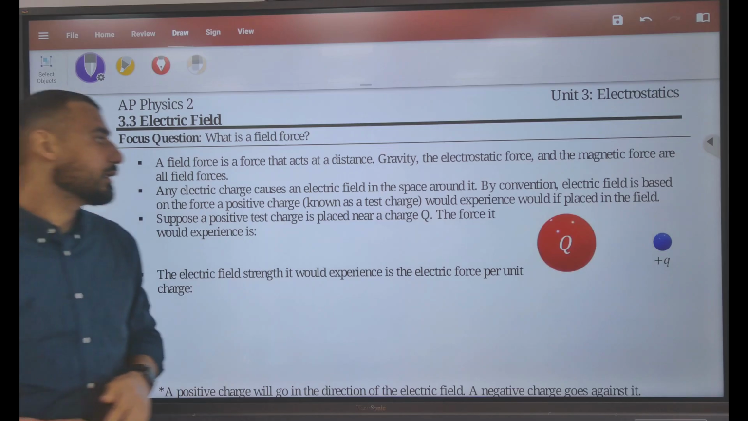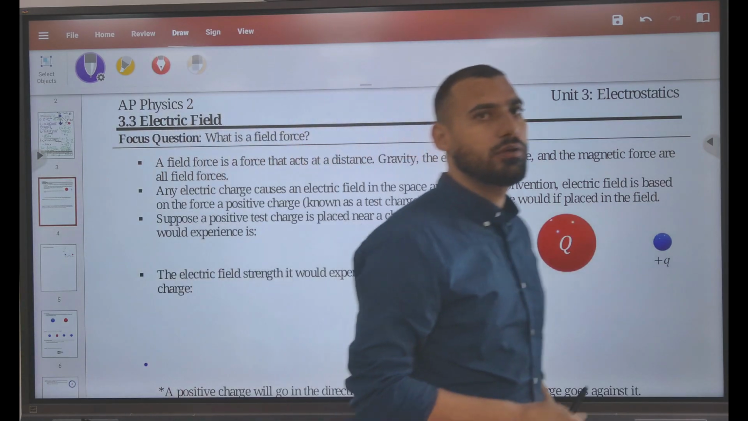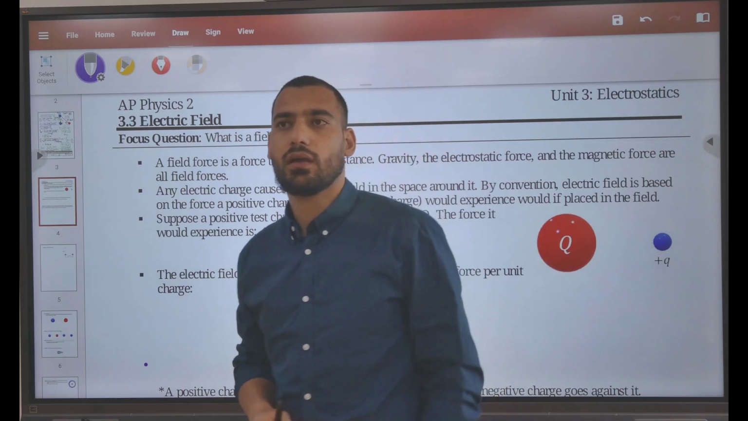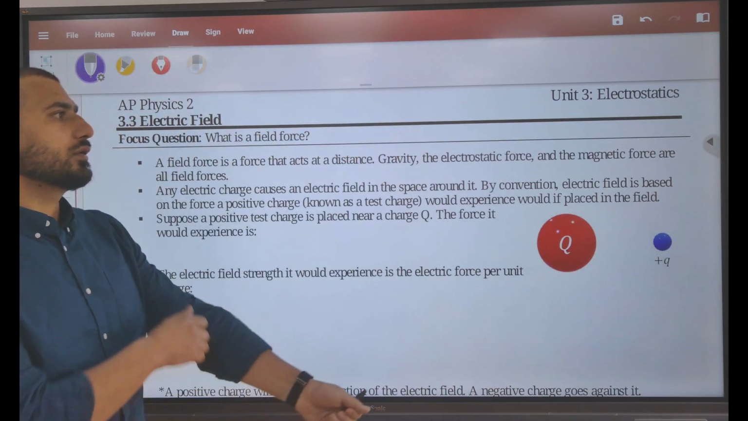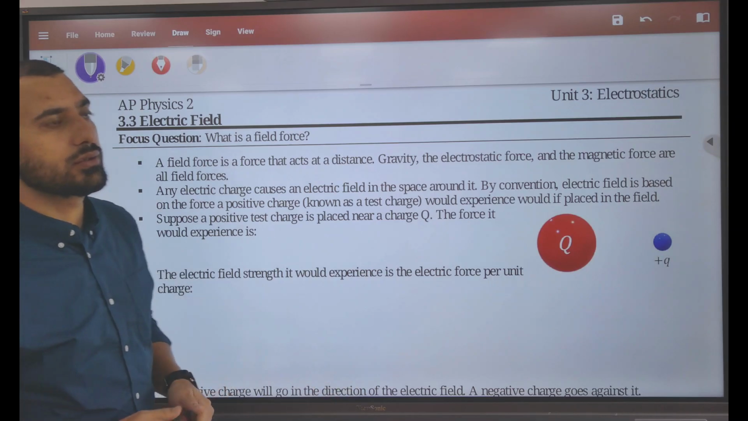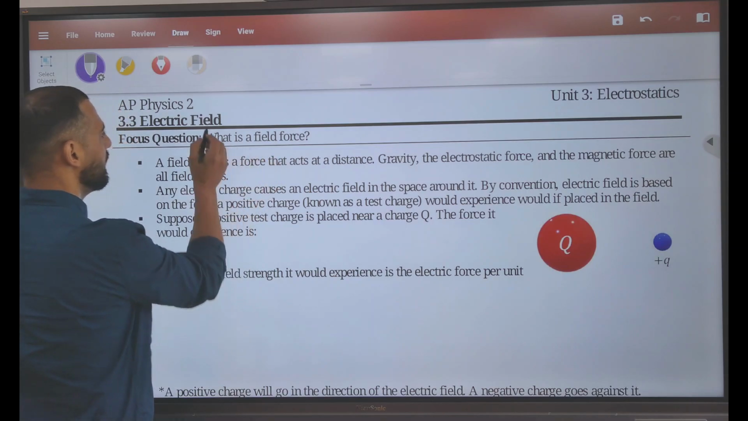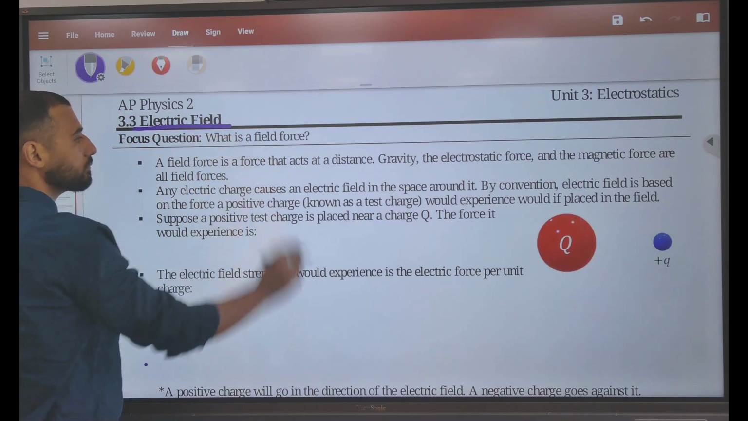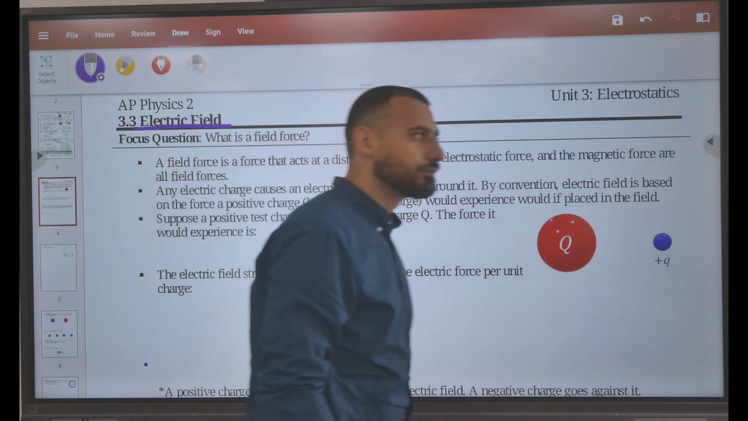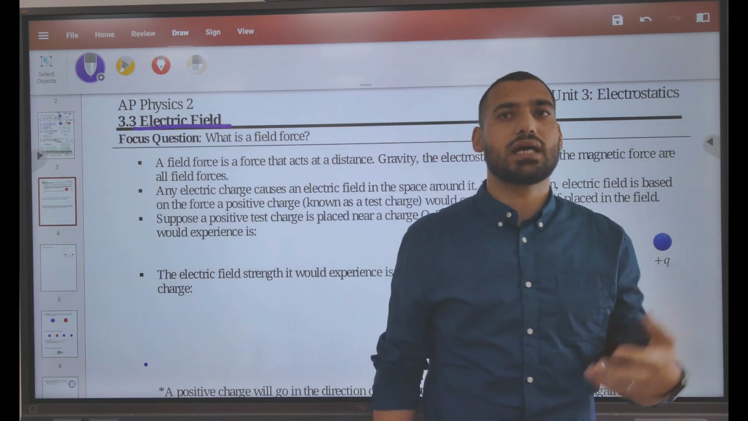So yesterday we did the principle of superposition, right? Now today we are going to discuss one more parameter in electrostatics, and that parameter is called the electric field. Now what is electric field? First of all, we need to understand what is a field.